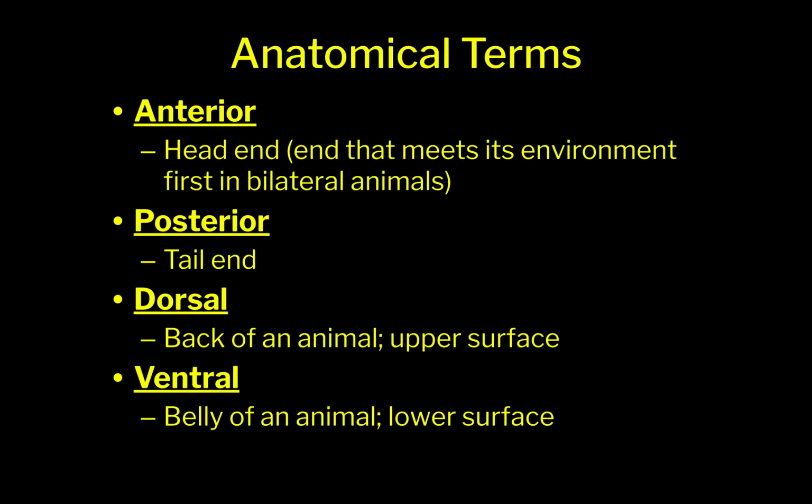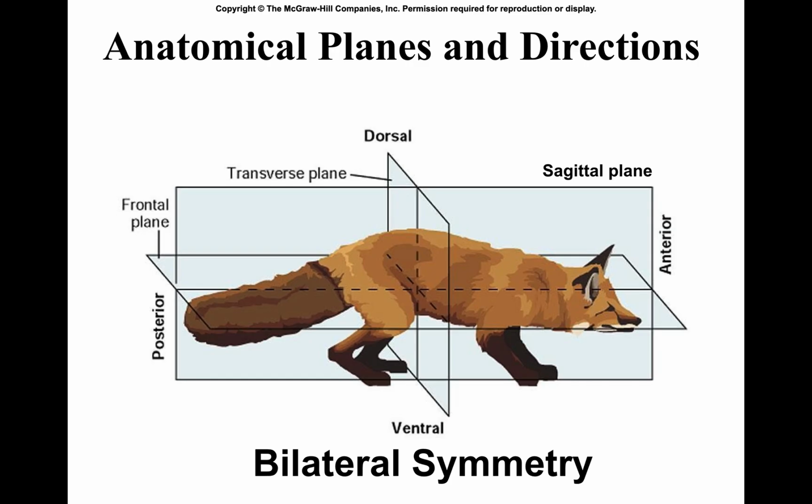Dorsal and ventral, again, are opposites of each other. Dorsal is the animal's back or its upper surface, and ventral is the belly of the animal or its lower surface. Again, all animals are three-dimensional, so they have all these different surfaces that we have to contend with. Pause the video right now if you didn't get everything, but I'm going to show you an example of all four of these on the next slide. Okay, so pause now if you need to. We're going to continue onward.